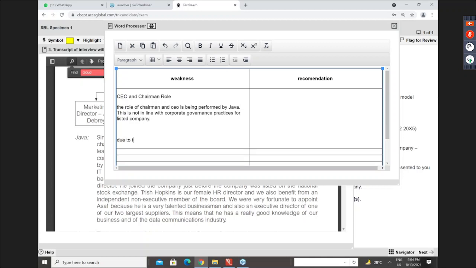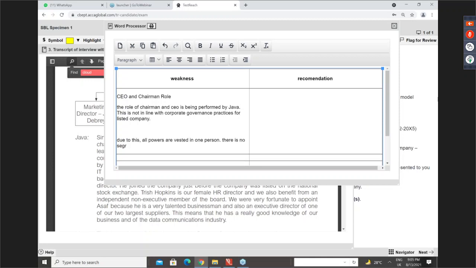Due to this, all powers are vested in one person. There is no segregation of duties. Other directors are not able to challenge. No, just forget about it. Enough. Okay. Now, what do you recommend?